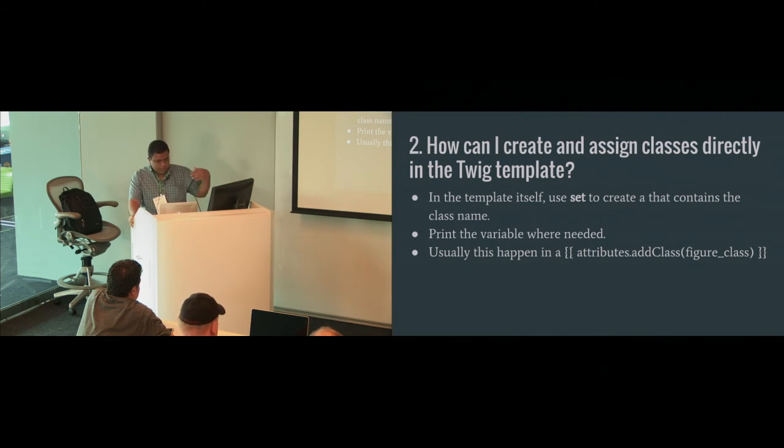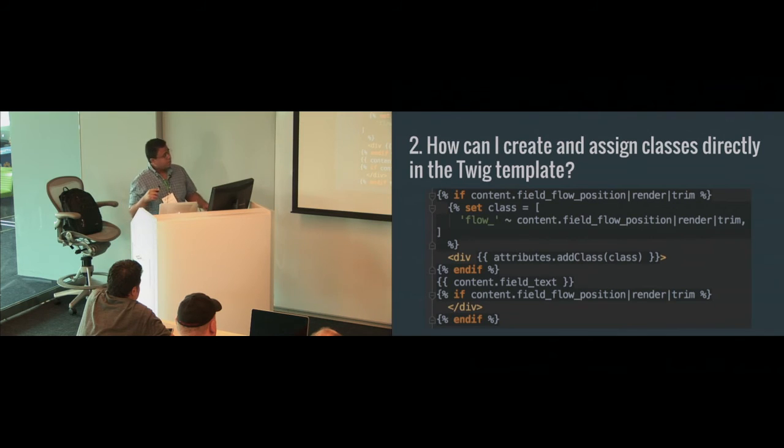So, how do I do this? In the template itself, I use the set keyword in Twig to define a new variable, and then I use that variable to add the attributes and to add the class. Usually that is done using attributes.addClass and then the name of your variable. Let's see an example. Let's focus on this part first, where it says set class.